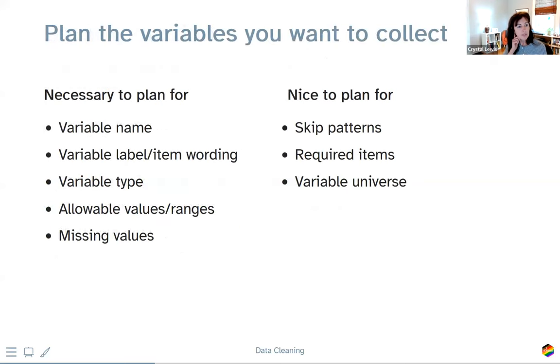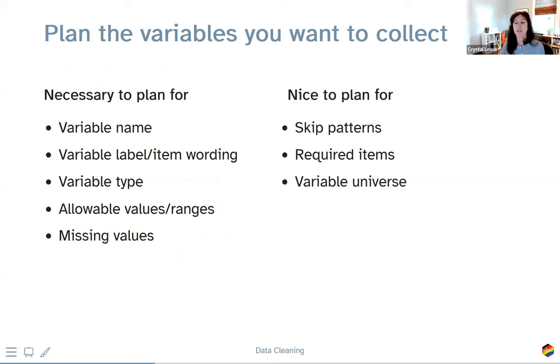So, plan the variables you want to collect. You want to plan ahead of time how you're going to name your variables. You want to plan for what the labels for those variables will be, or the item wording. You want to plan for what the allowable variable type will be, numeric, character, and so on. You want to plan for allowable values or ranges of each variable, and you want to plan for how you're going to assign missing values.